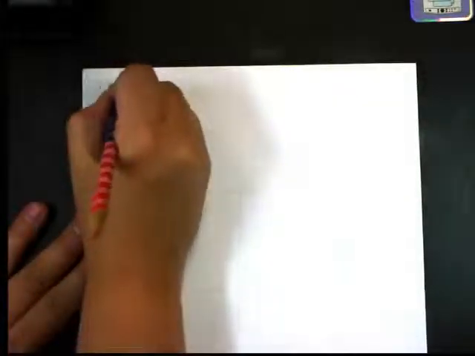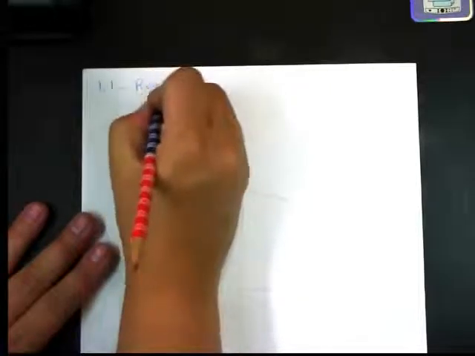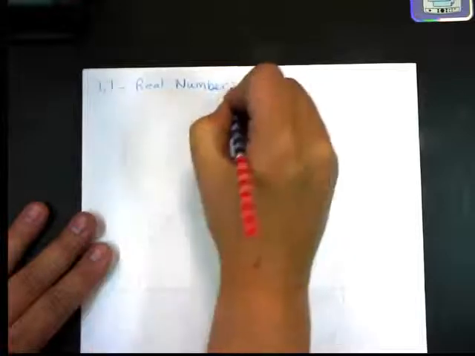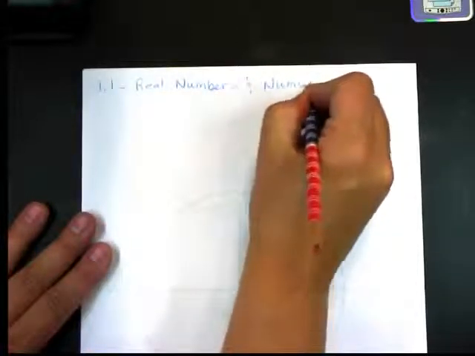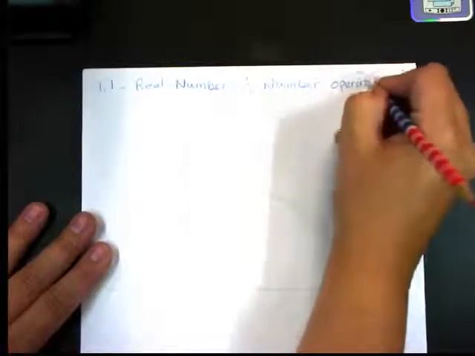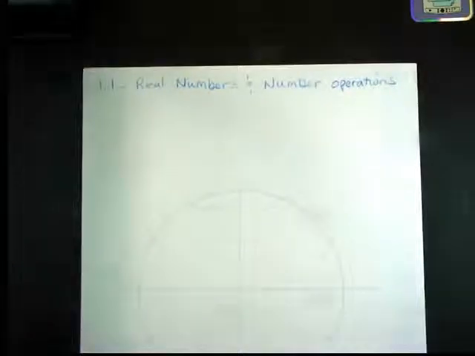1.1 is real numbers and number operations. The first thing we need to know about real numbers is that they have different classifications.